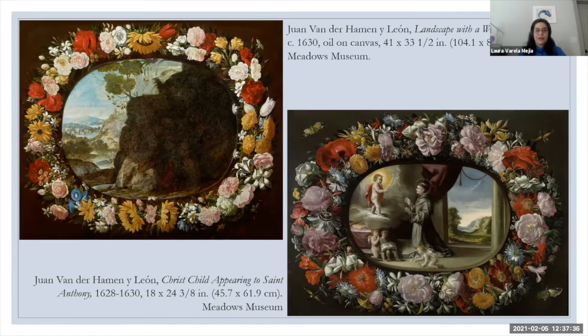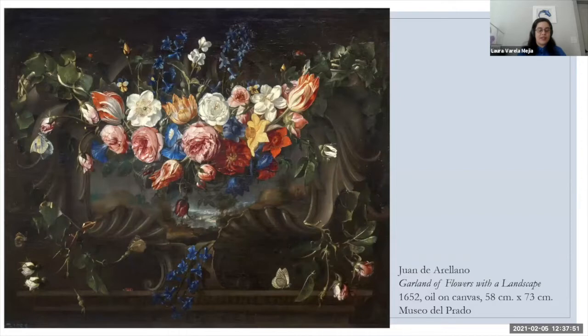But basically what I want to emphasize by bringing this up is that there are several ways in which artists took this relatively stable formula and then deviated from it in creative ways, and sometimes even in slightly subversive ways, as I would like to believe is the case with this particular painting by Juan de Arellano.